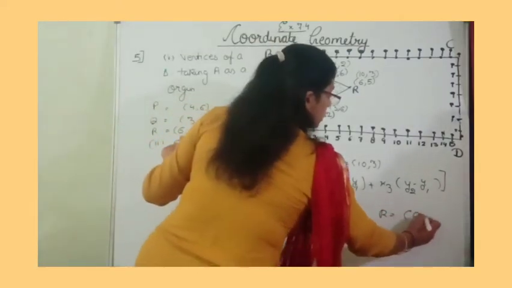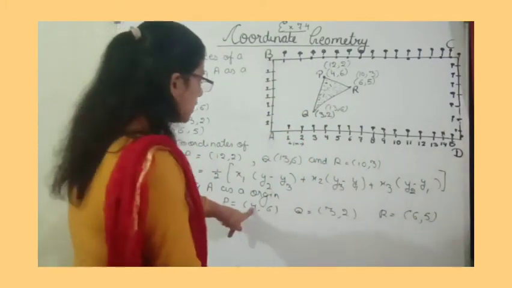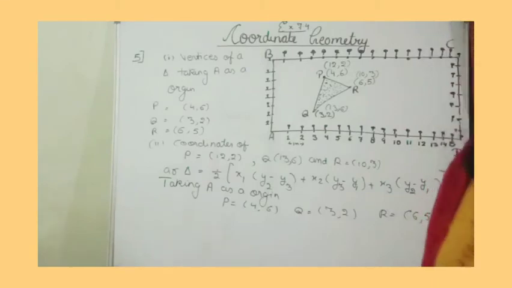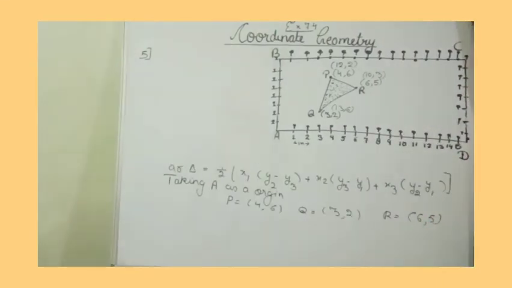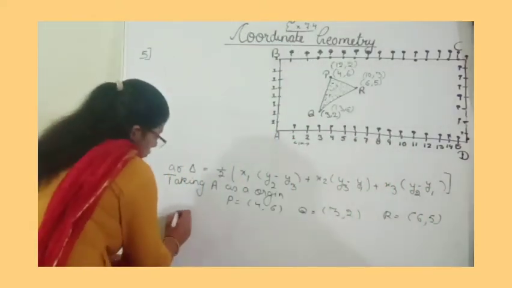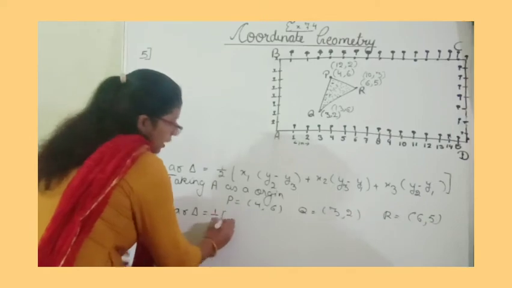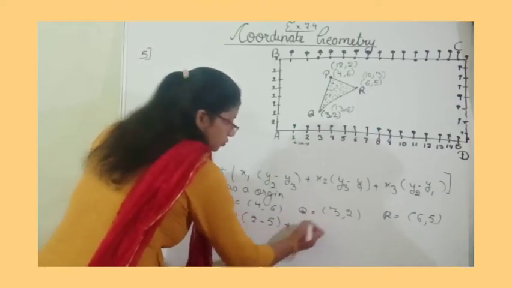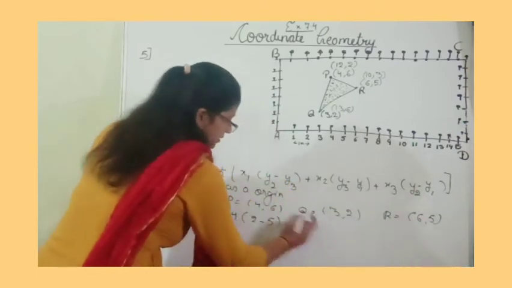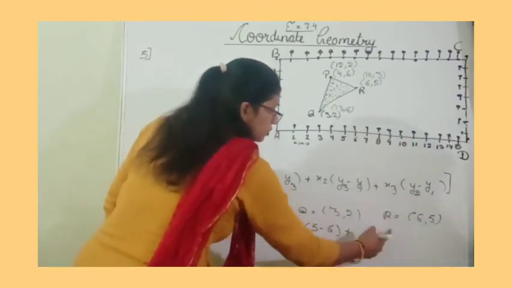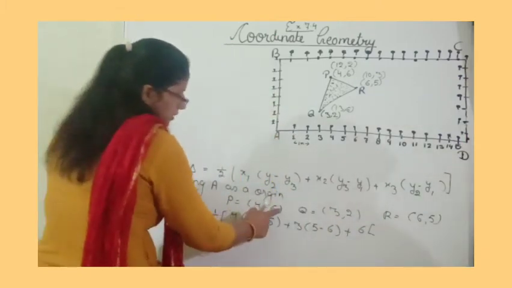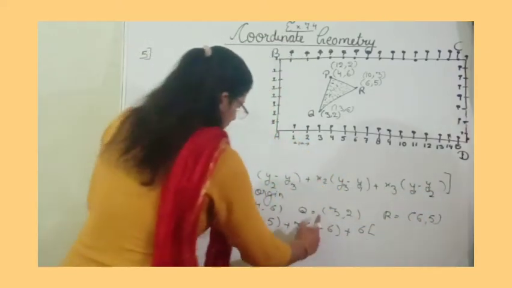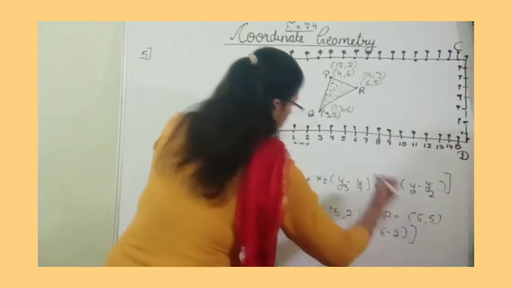Already we have calculated this. Now we will substitute these values: x1, y1; x2, y2; x3, y3. So the area of the triangle is half times x1, which is 4, times y2 minus y3, 2 minus 5, plus x2, 3, times y3 minus y1, 5 minus 6, plus x3, which is 6, times y1 minus y2, 6 minus 2. So we have substituted the values.